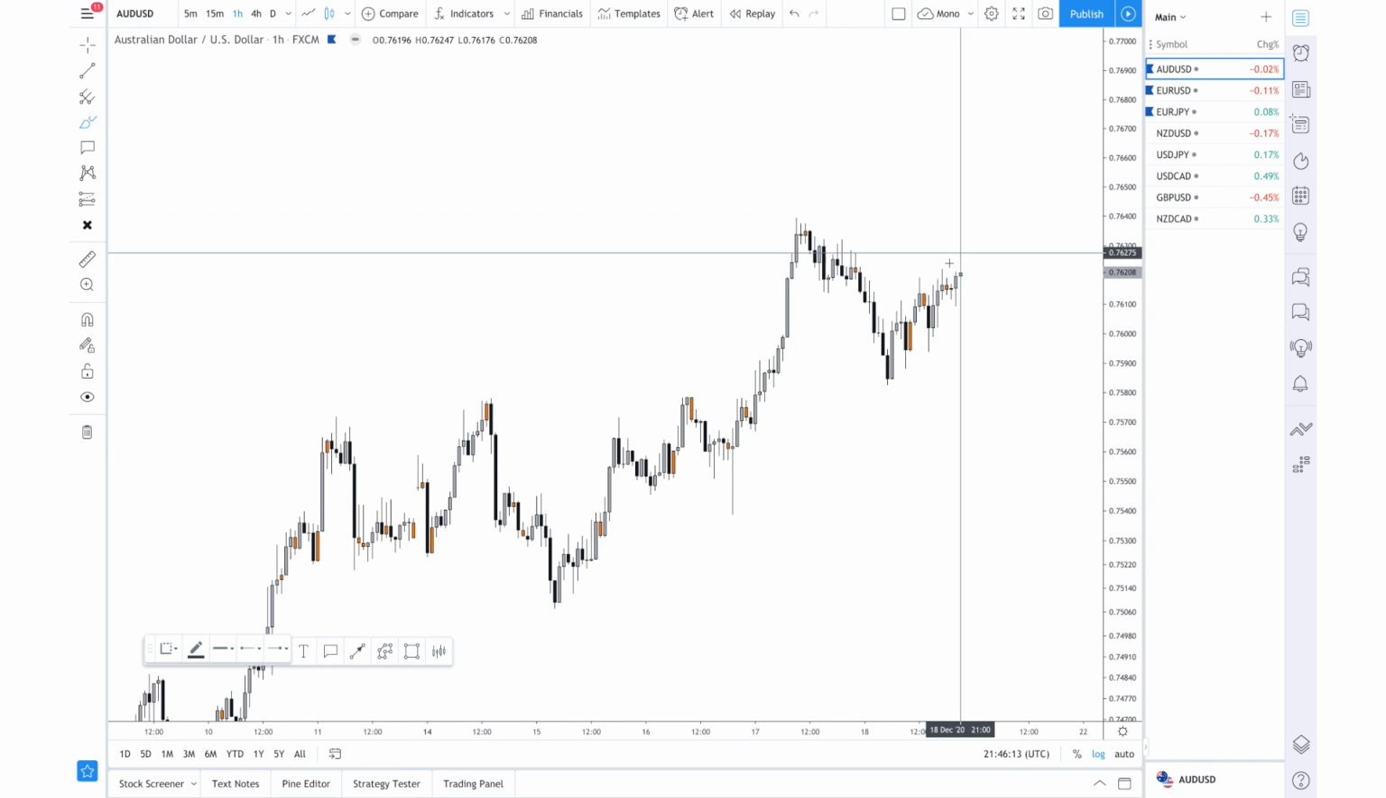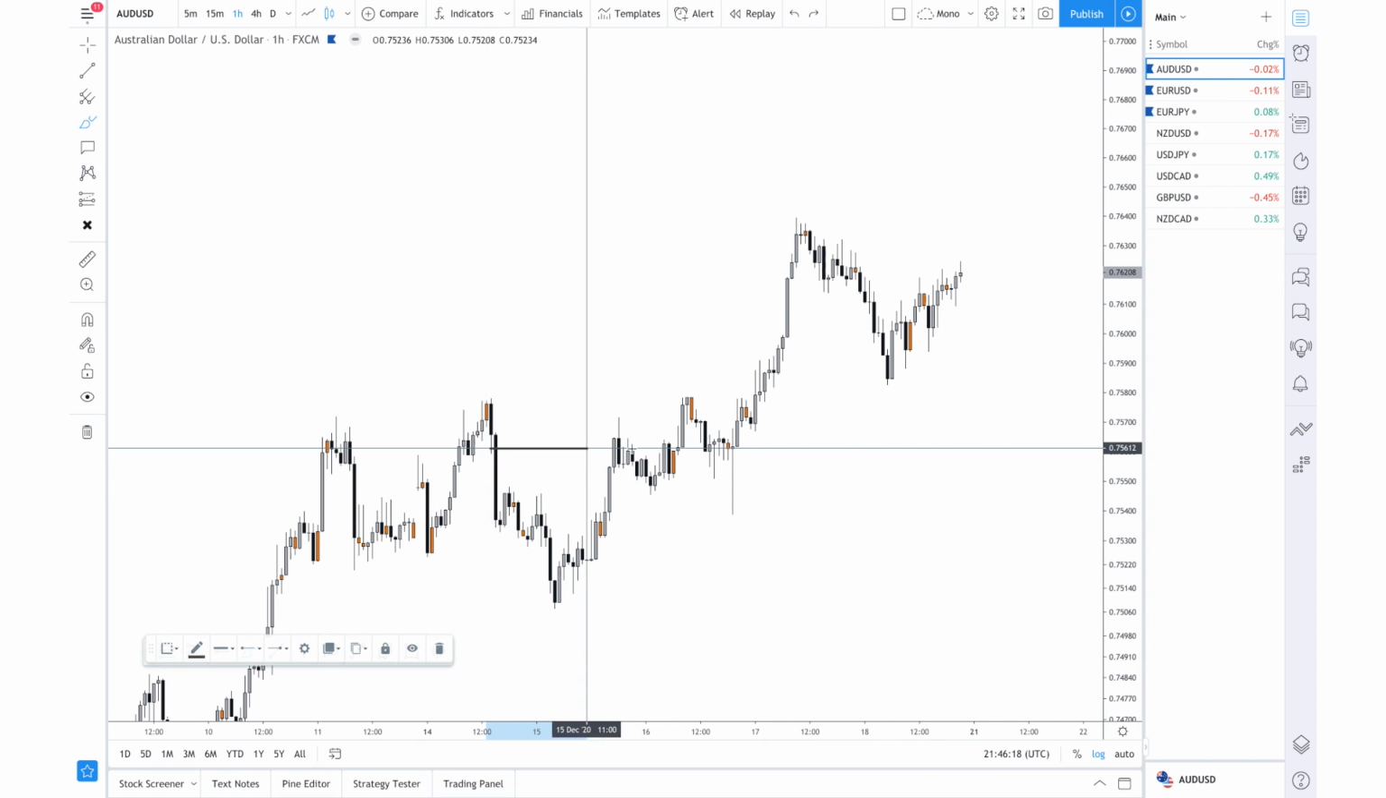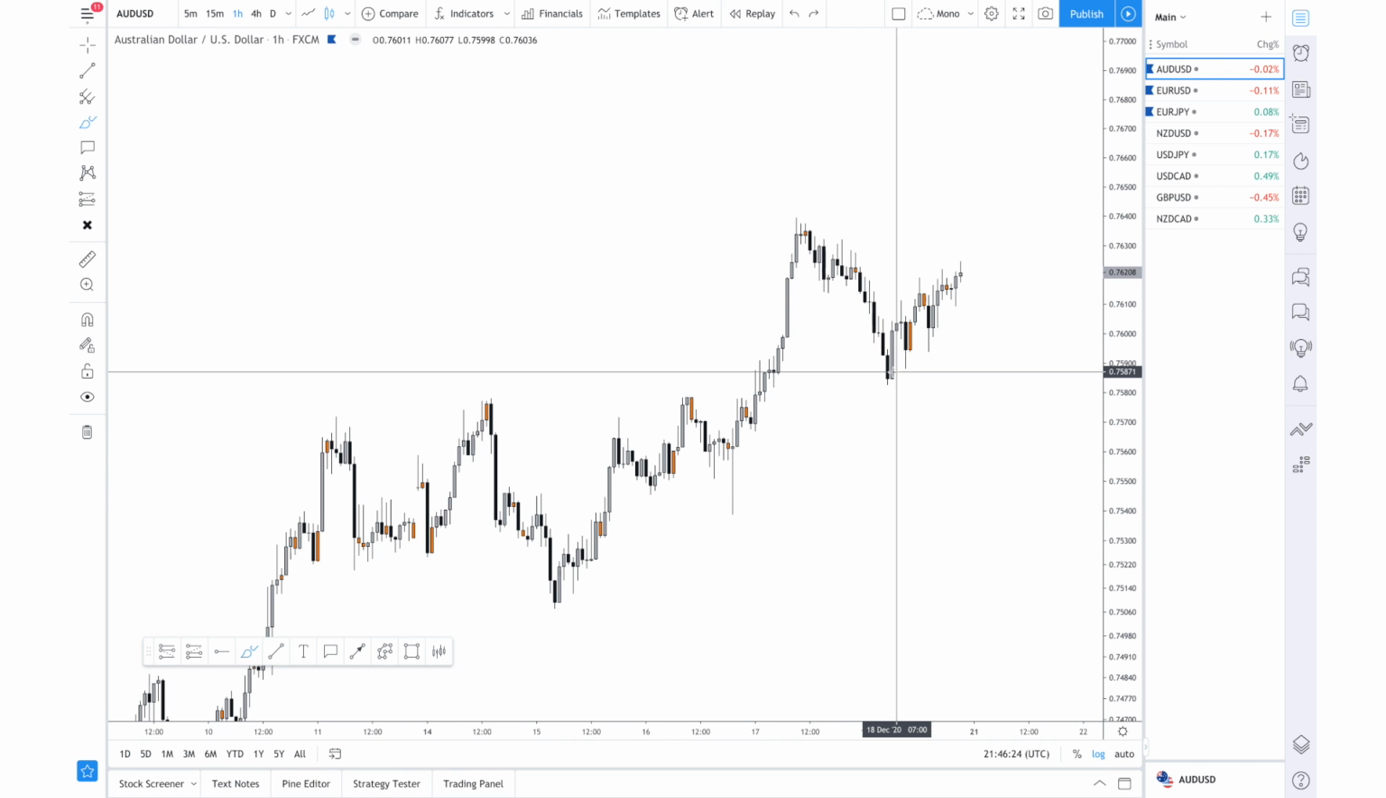But it's very interesting seeing how price fills these areas of inefficiency. Same thing here. Price comes back to it, taps it. Price comes back to this, taps it. So yeah, it's very interesting.